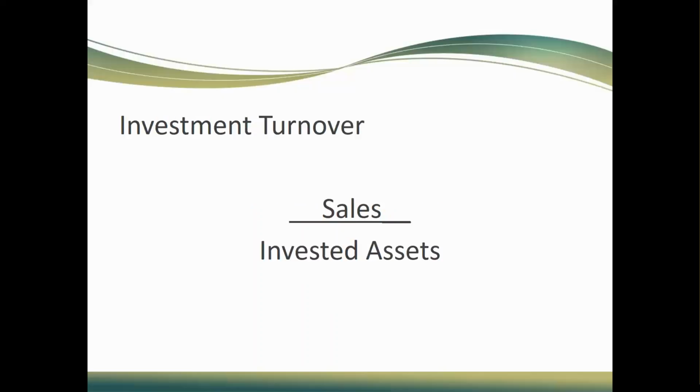And then the other part is called investment turnover. And investment turnover is sales divided by invested assets. Anytime you have a ratio that is called a turnover, you're not talking about a percentage, you're talking about how many times. So how many times did our invested assets create sales? So it wouldn't be a percentage, it'd be something like 2 or 2.5 or something like that.